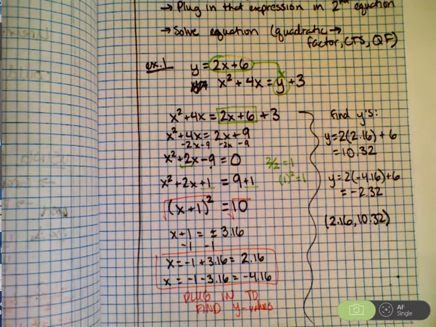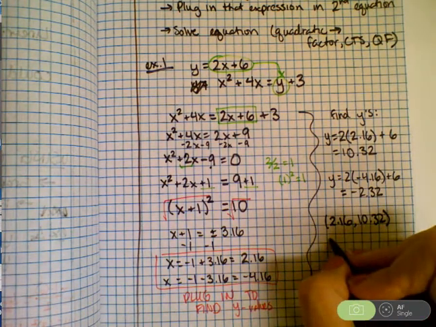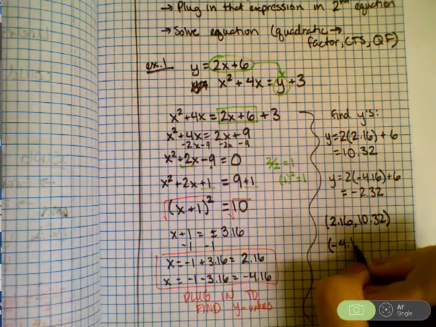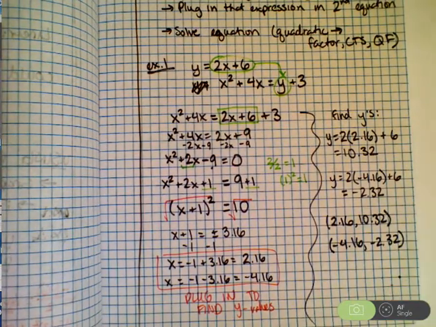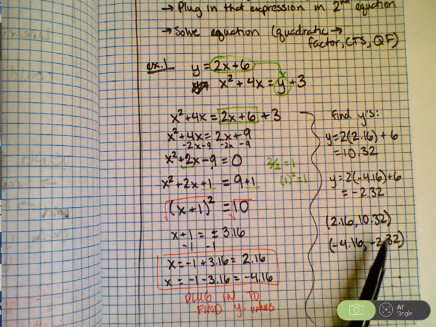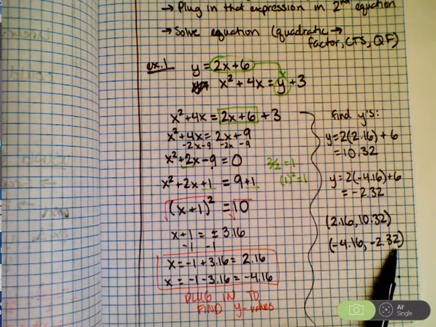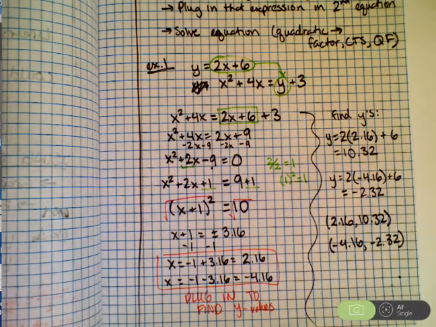So my two solutions are 2.16 and 10.32. That's 1 point. That's one solution, not two. My second one is negative 4.16 and negative 2.32. So if we were to graph these, we'd see that they do intersect in two places, not right on grid lines, but still somewhere in between, and that gives us the exact values.